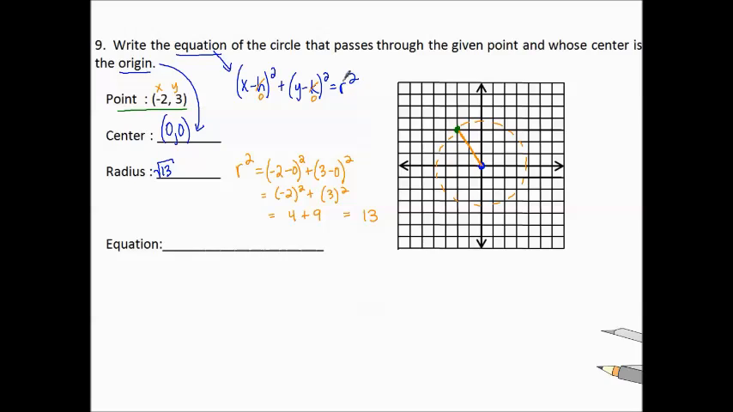But what do we need in our equation? The r squared. So let's write our equation. x minus 0, which is just x, squared, plus y minus 0, which is just y squared, equals r squared, which is 13. And there you have it.